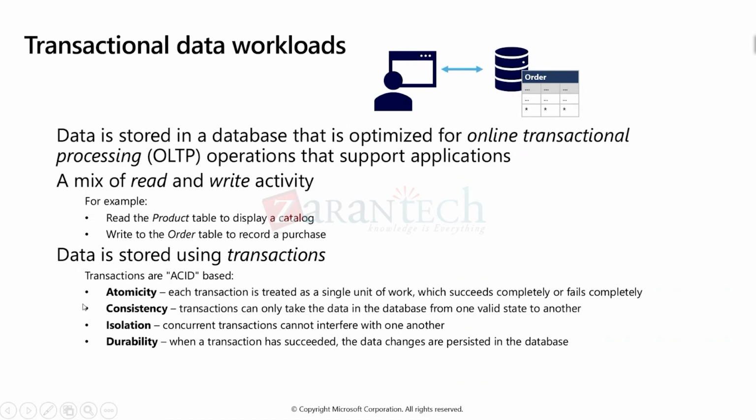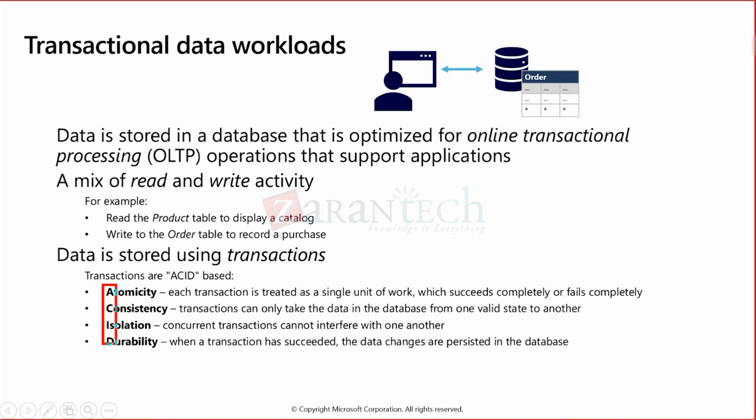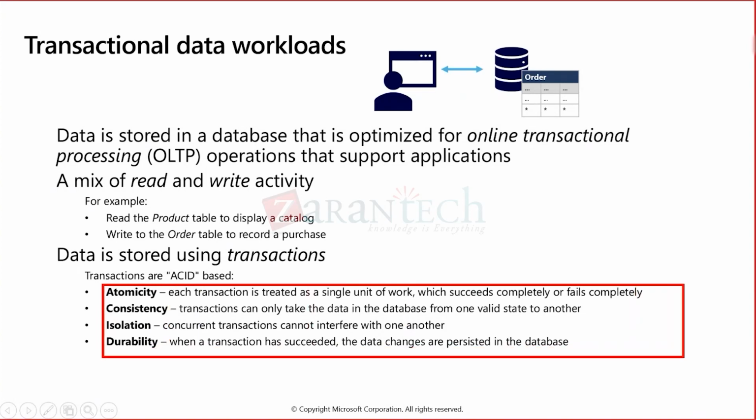And transactions support ACID semantics, the ACID properties: atomicity, consistency, isolation, durability. Atomicity means each transaction is treated as a single unit of work, which either succeeds completely or fails completely. Consistency means a transaction can only take the data in the database from one valid state to another. It should be consistent.